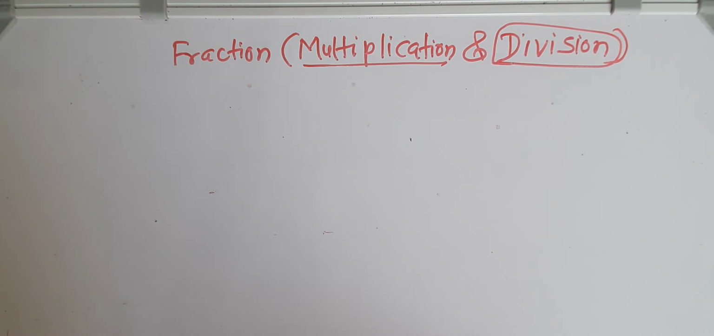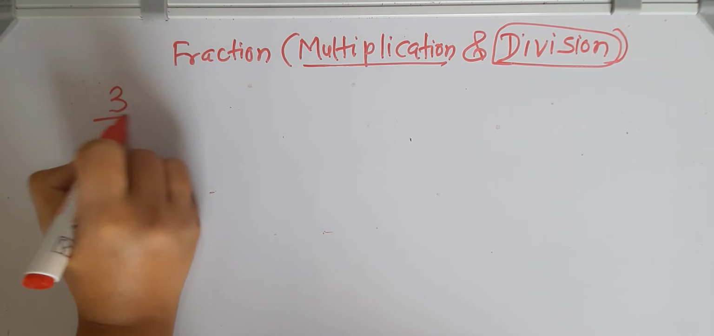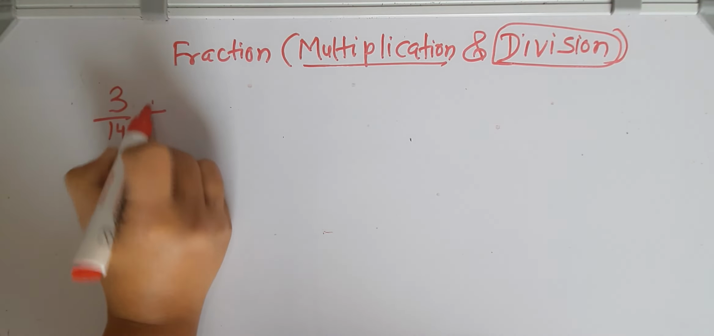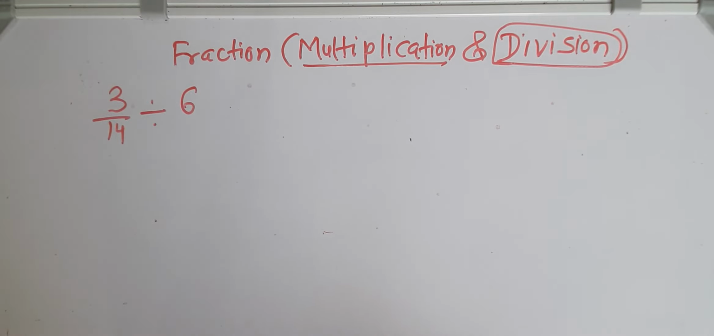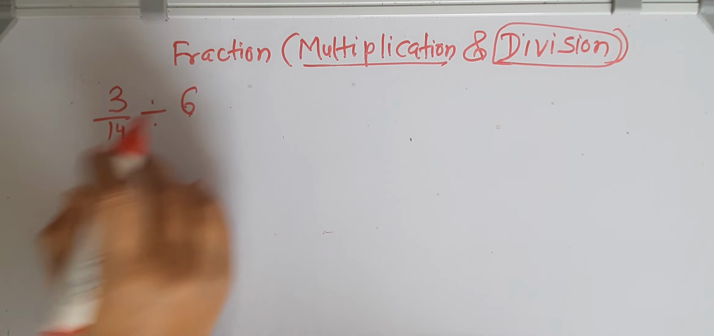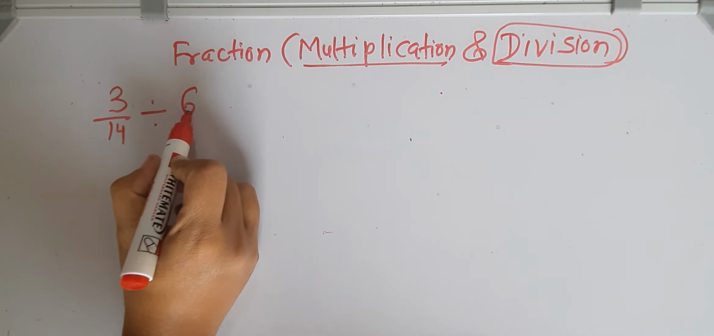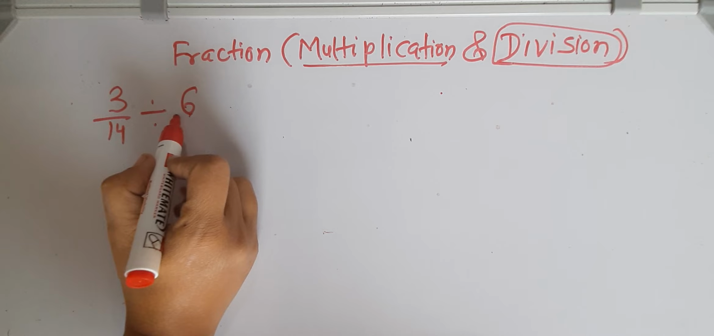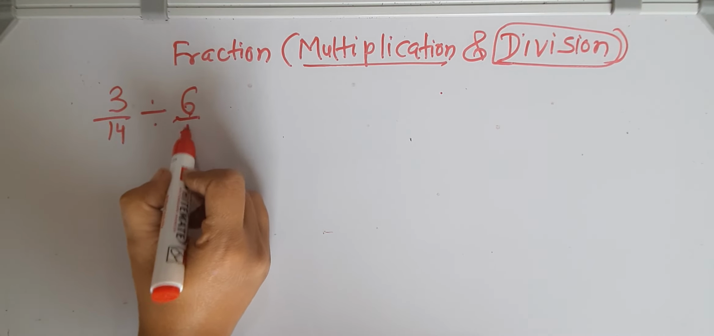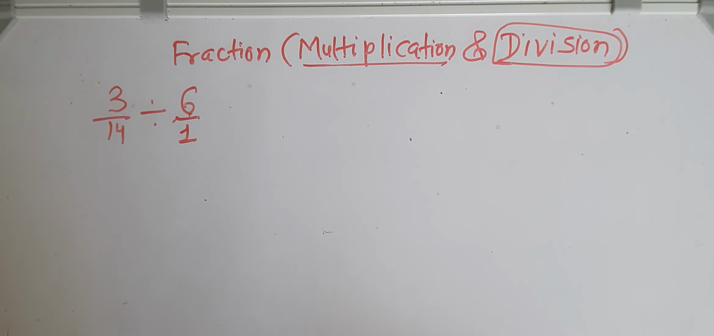The next we'll see is dividing a fraction by a whole number. Suppose we have a fraction value 3 by 14 and they have asked us to divide it with a whole number 6. Again, this is our divisor here, this is our dividend. What we have to do? Reciprocal of divisor, right? Here there is nothing, that means here there is 1.